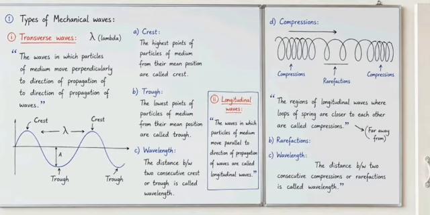Now we will define crest and trough. The highest points of particles of medium from their mean position are called crest. Trough. The lowest points of particles of medium from their mean position are called trough.